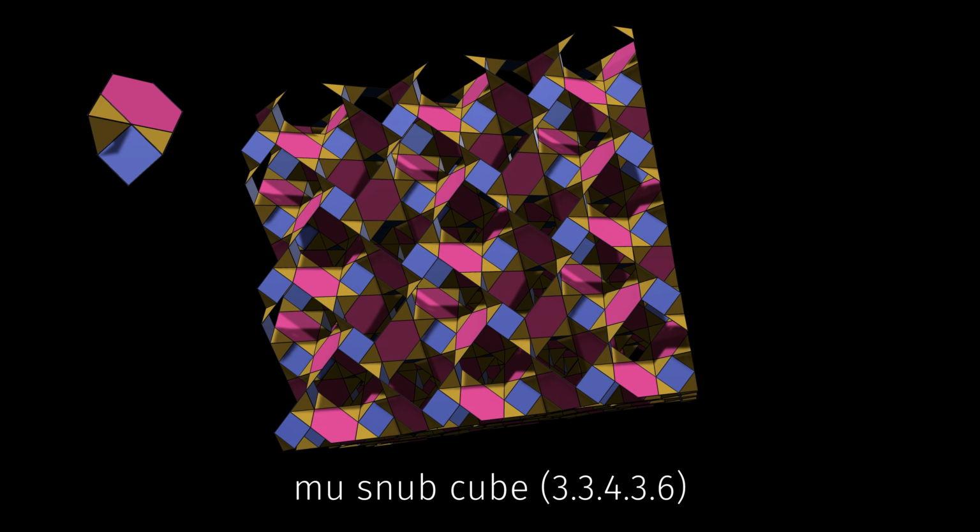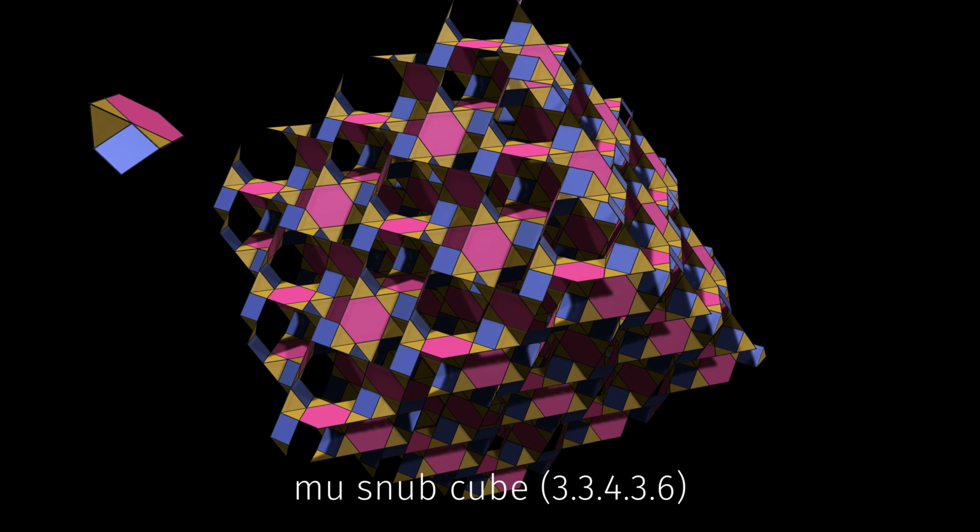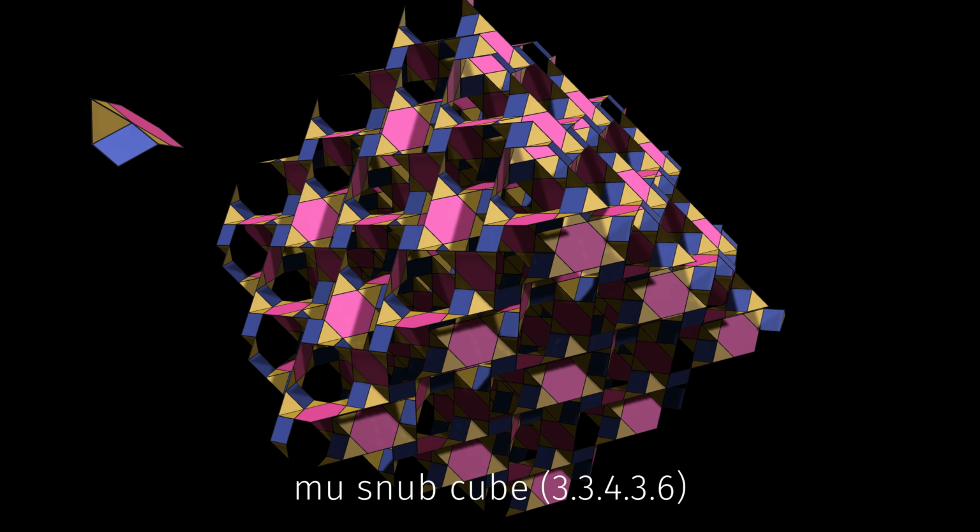However, there is a polyhedron that shares this exact vertex configuration, the figure you see here. This is the mu snub cube. Regrettably, this structure features flat edges between the triangles and the hexagons. This means it doesn't quite qualify under the strict criteria I have set for this series. Yet it remains a fascinating near miss in our search for infinite forms.